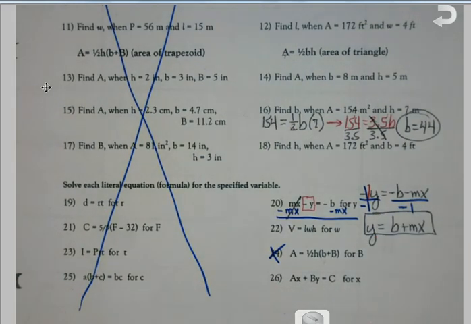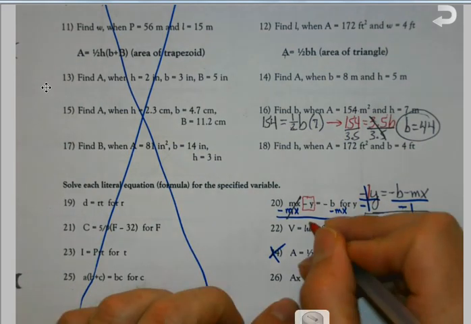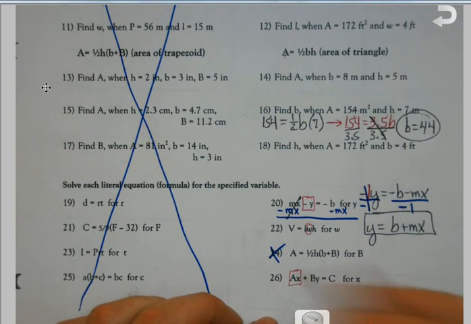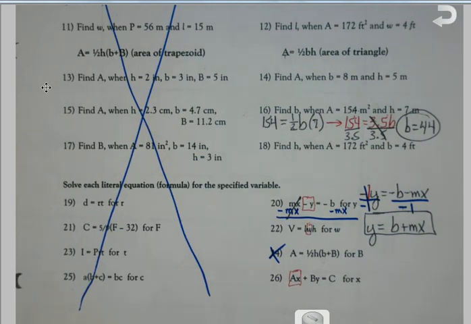So you're always undoing whatever that variable isn't going to be. And you just keep working on undoing the stuff away from it until everything's gone. Okay?